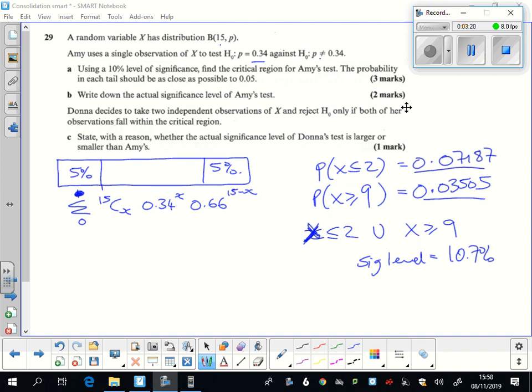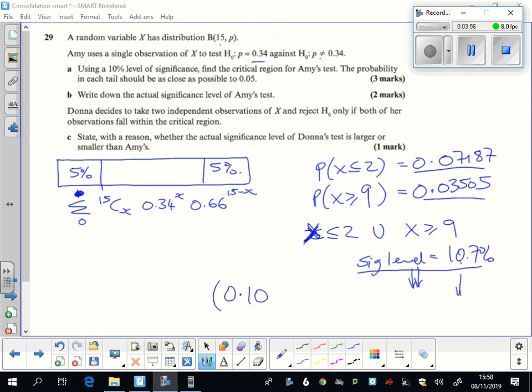So there's a nice twist in part C, totally unexpected here. But what Donna's decided to do is actually do this twice. So to accept H0, she's saying this has got to happen both times. So if you just think about this naturally then, she's actually making the test harder, isn't she? If you've got to pass it twice, that must be a harder test than just passing it once. So this significance level is going to get harder, so this number is going to go down even more.